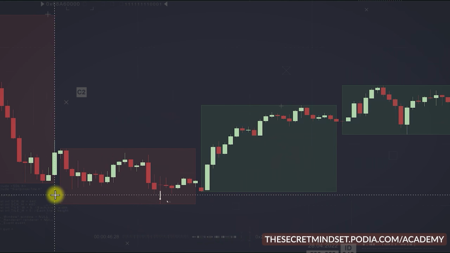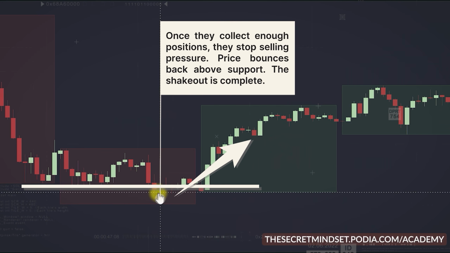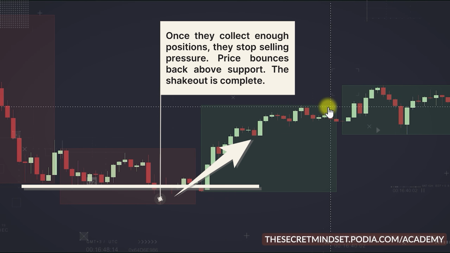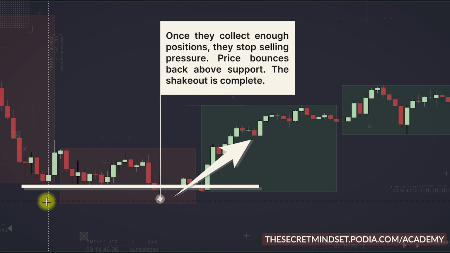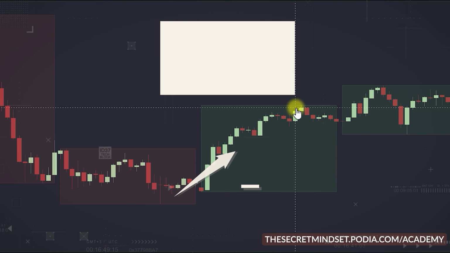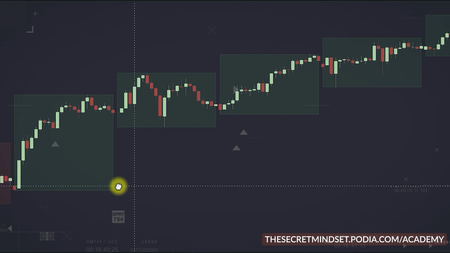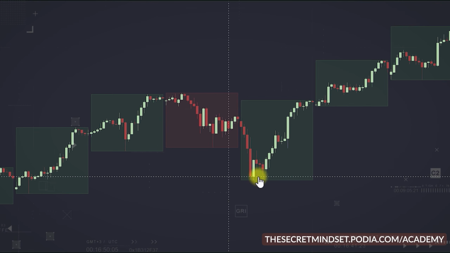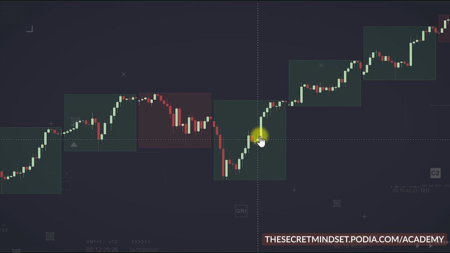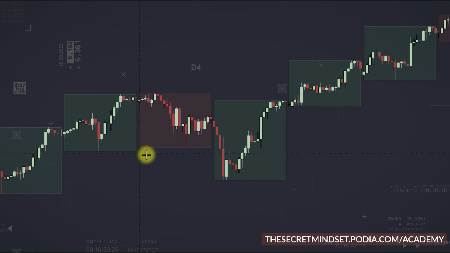Once they collect enough positions, they stop selling pressure. Price bounces back above support. The shakeout is complete. Small traders watch in frustration. They got stopped out at the low. Now price is moving up without them. This happens every single day, at every major level.